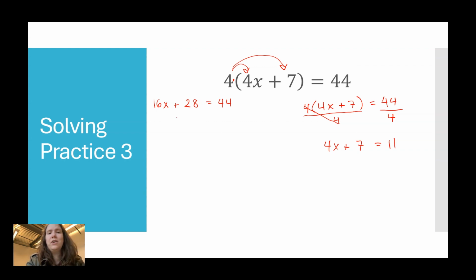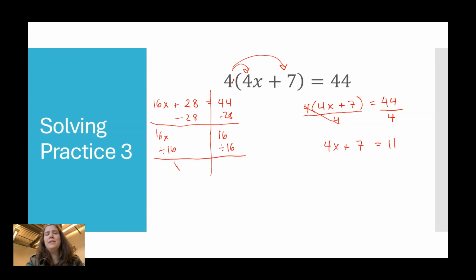So let's go ahead and solve over here. We're going to subtract that 28 on both sides. We get left with 16 times x, so we're going to divide by 16 to cancel that out. And we get left with x equals 1.